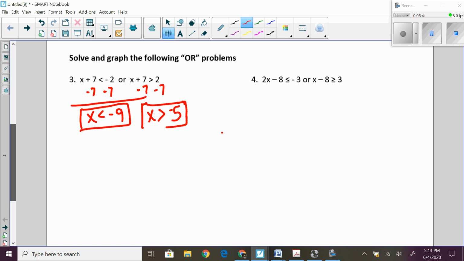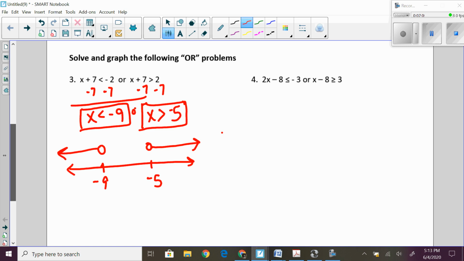Okay, we are going to put these on the number line, and we don't need an overlap. So let's see here. Here we need negative 9, and here we need negative 5. X is less than negative 9, open circle, arrow to the left. X is bigger than negative 5, open circle, arrow to the right. Those are the solutions because it's either this or that. And we do not need both conditions to be satisfied.